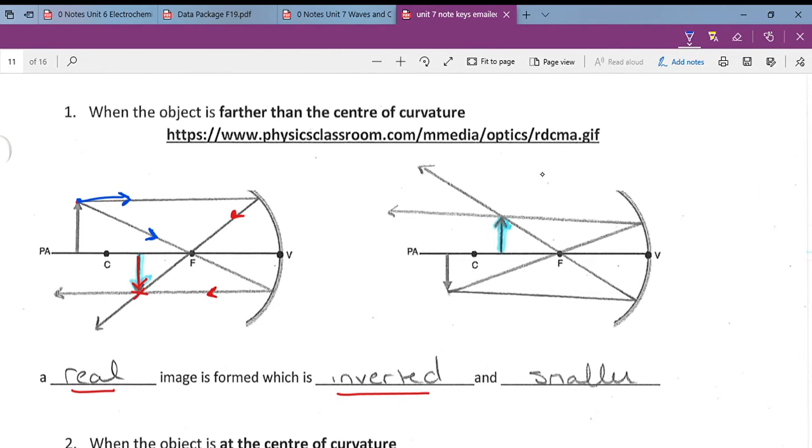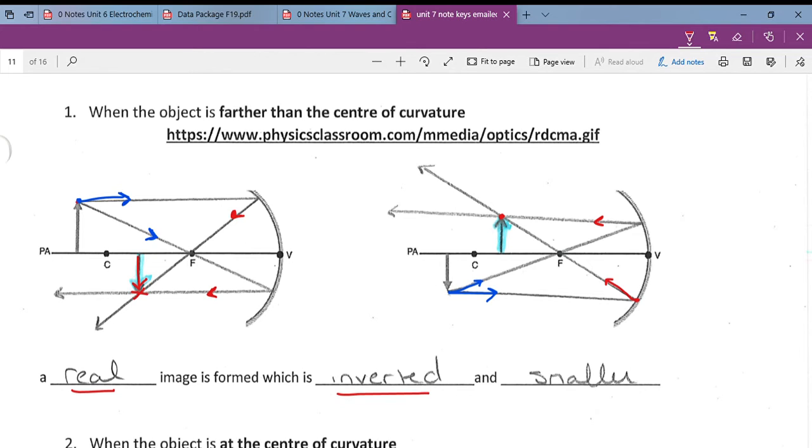So this is my original image. My first incident ray is coming in parallel to my principal axis. My second one is going through the focal point. And then I'm going to get my reflected rays. So where they hit the mirror, you're going to get this reflected ray. The first one that came in parallel is going to go through the focal point, and the one that came through the focal point is going to come out parallel. And then where these two reflected rays converge is where your image is formed.